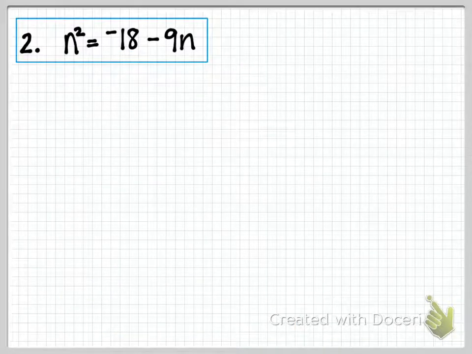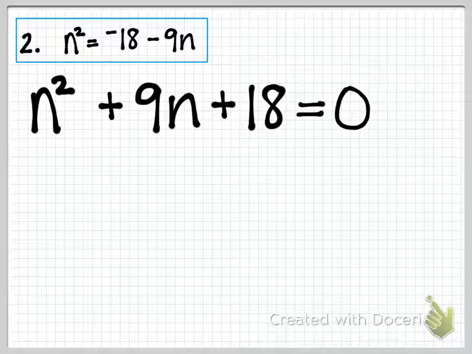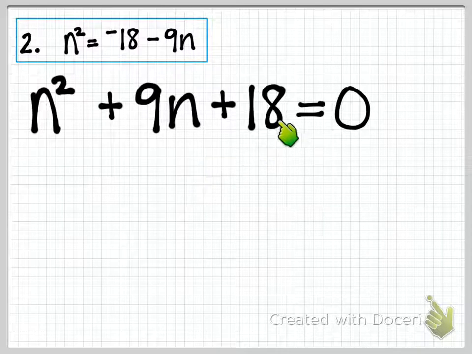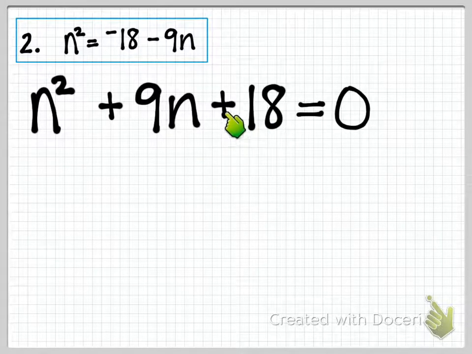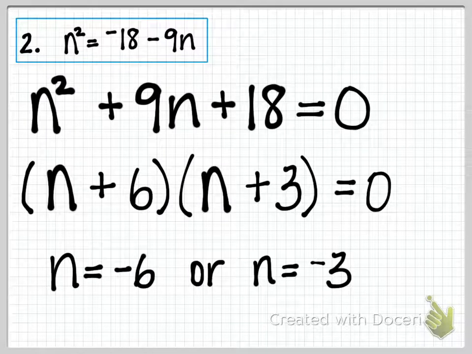For problem number 2, once again, step number 1 is get it into standard form, have it equal 0. And I've already got just a 1n squared, so that's nice. So once again, I'm looking at this and saying, what do I multiply to get 18, but add to get positive 9? And the answer would be 6 and 3, so n plus 6, n plus 3. The answer to solving this would be n equals negative 6 or n equals negative 3, because that would make the statement true.